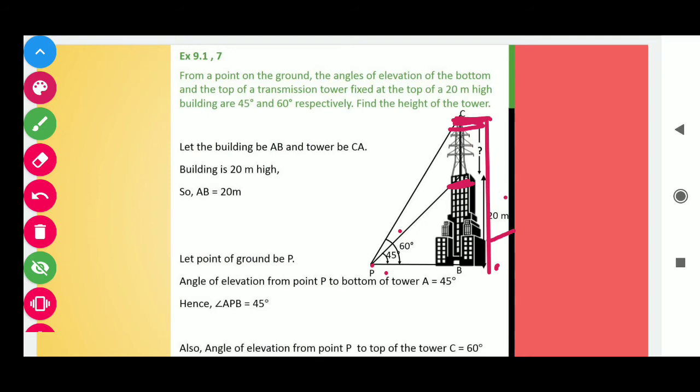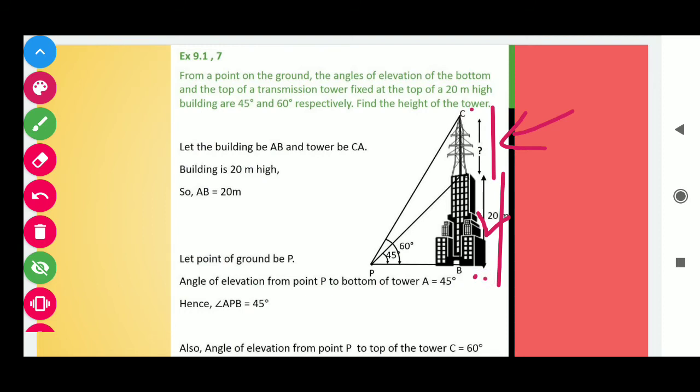So students, you can see in the question that this is the building and this is the tower. We have to find the height of the tower. So for the same, students, let's start. Here we have two right angle triangles. The first one is the building, and the next one is from the foot to the height of the tower.